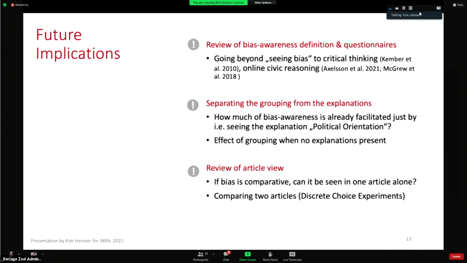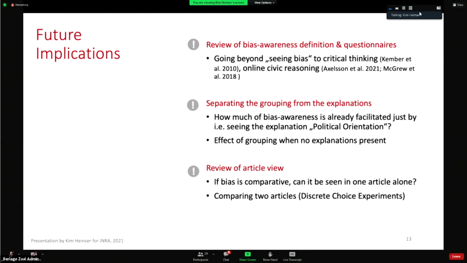And lastly, as future implications, we already did this. We revised our questionnaires. So instead of just asking respondents whether they can see bias, the idea would be to move more to critical thinking and also the term of online civic reasoning. Then, which would be also really interesting because the random version also had an effect, to separate the grouping from the explanations. So to test whether just saying this article is left or right or center already has an effect, even if that's not the case.